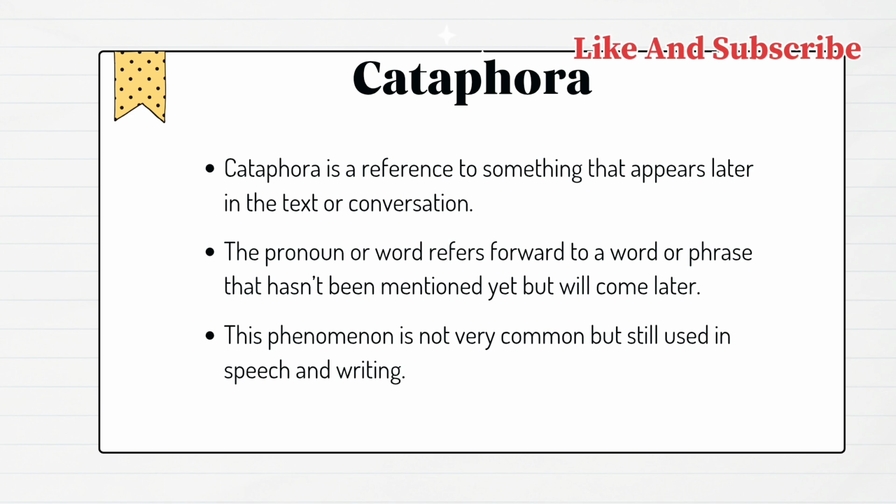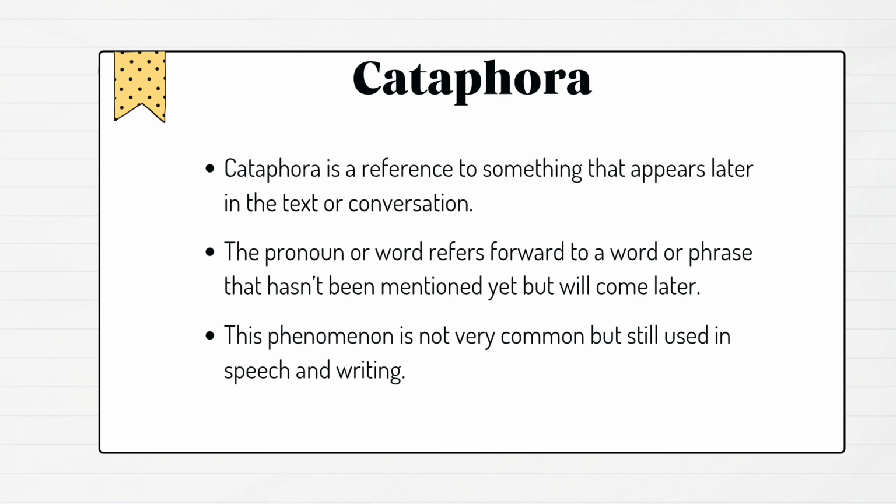Now let's discuss Cataphora. Cataphora is a reference to something that appears later in the text or conversation. It is exactly the opposite of Anaphora. In Anaphora, the word came earlier and the reference came later. In Cataphora, the reference came earlier and the word came later. This phenomenon is not very common but still used in speech or writing. As compared to Anaphora, Cataphora is less common but it is still used.